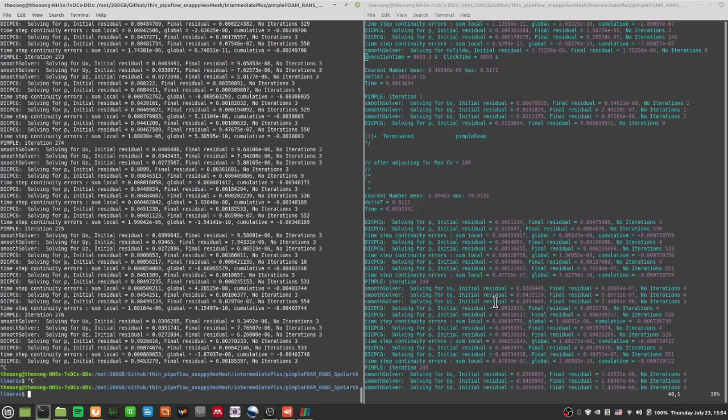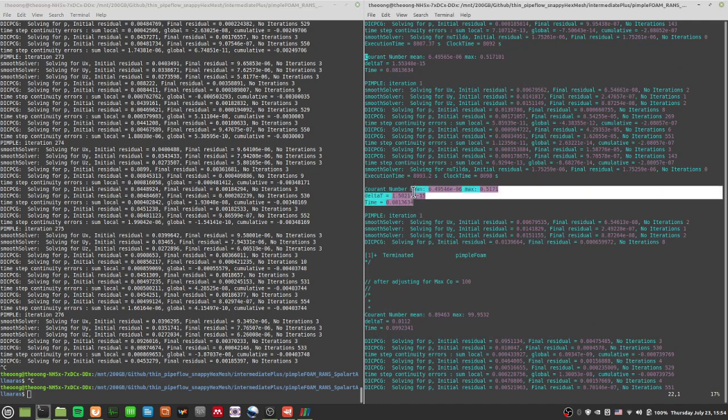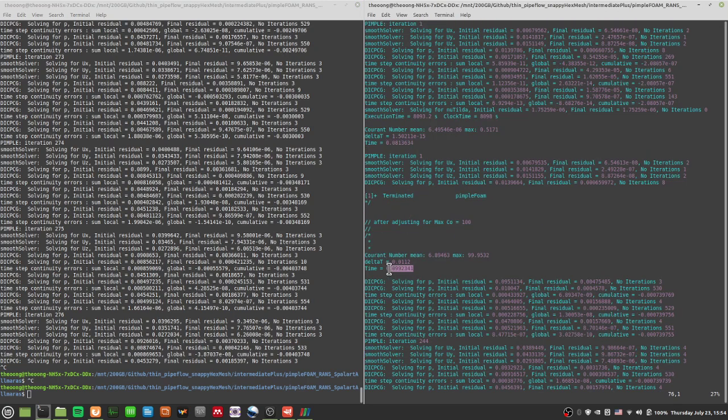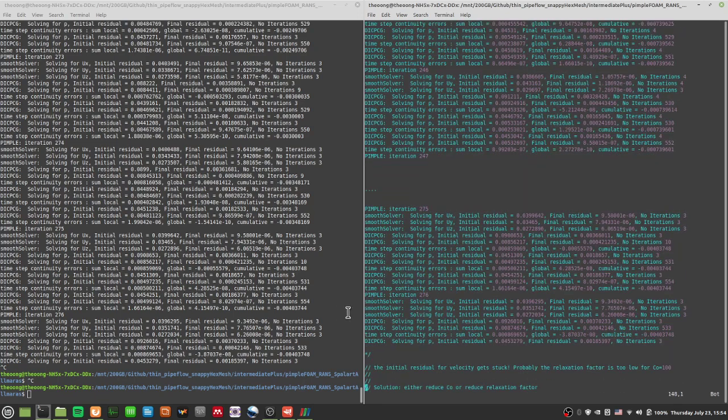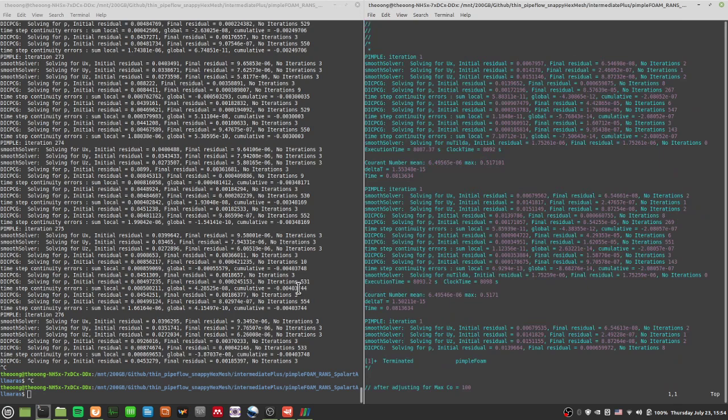Just a case in point, where did we stop? The last time we had this instability issue at 0.8 seconds. Now we are actually going into 0.99 seconds, and it's not showing any of these blowing up errors, which is a good thing.